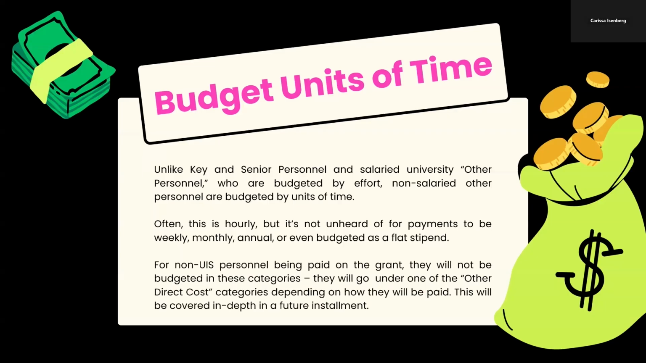If you are paying someone who is not affiliated with UIS, that does not go in our budget spreadsheet where it says senior personnel, salaried personnel, other personnel, any of those. There are a few different categories of other direct costs, and they assess indirect costs differently. They are taxed differently when they're put into Banner. So those are important to put into the correct category, but those are a future installment that we will go over because there are so many different nuances to it.